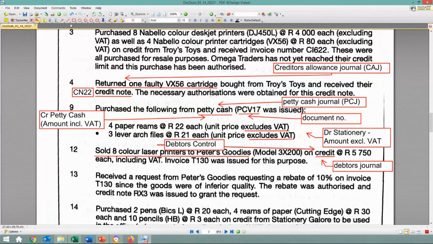Okay, so then they tell you it's 5,750, but let's see if that's included or not. Yes, it includes VAT. So this is the value that our customer will have to pay us. So this is the amount that the debtor owes us. We issued invoice T130 for this purpose. Now debtors journal, the abbreviation for that one is DJ. Just to put it in here so that you guys have it.